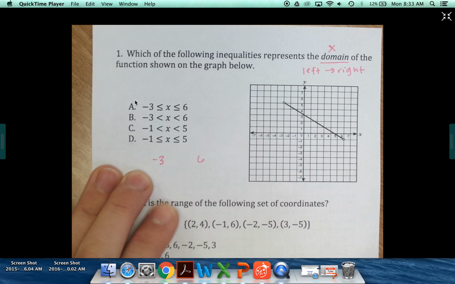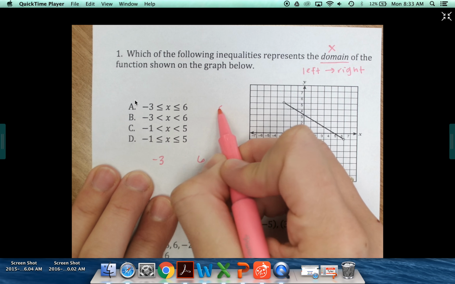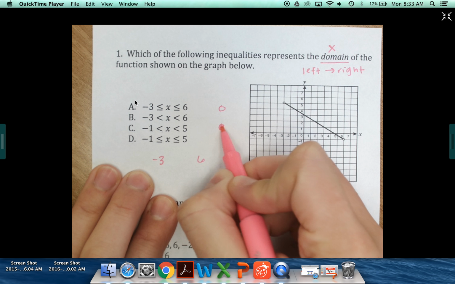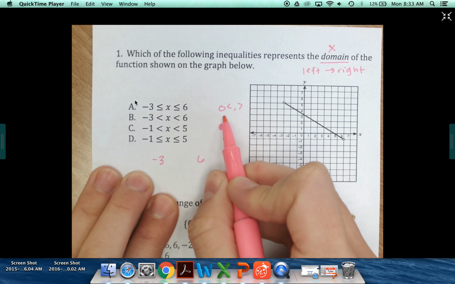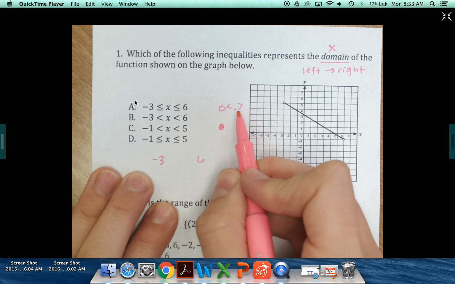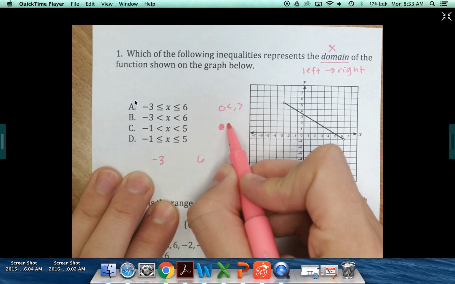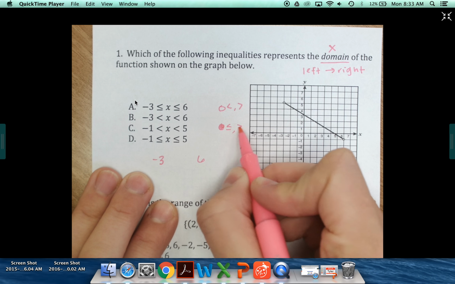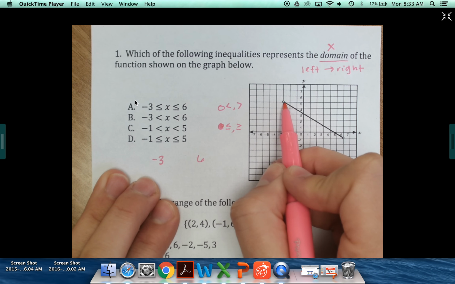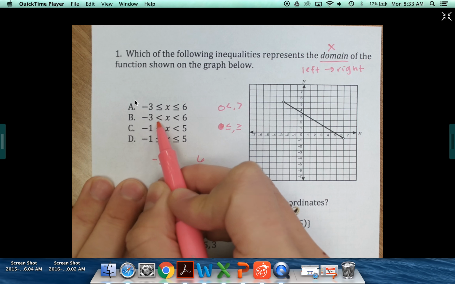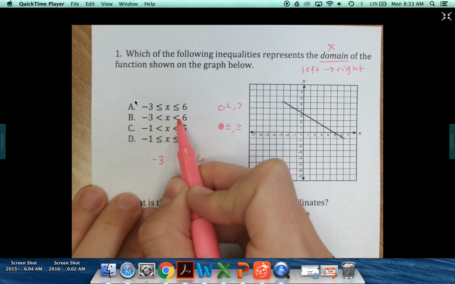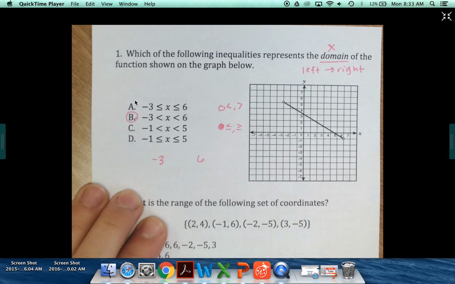to 6. We have to remember these dots represent certain things. If it's an empty circle, it's going to be a less than or a greater than. If it's filled in, it'll be less than or equal to, or greater than or equal to. Notice both of our dots are empty, so both of our symbols are going to be less than. So number 1 was B.